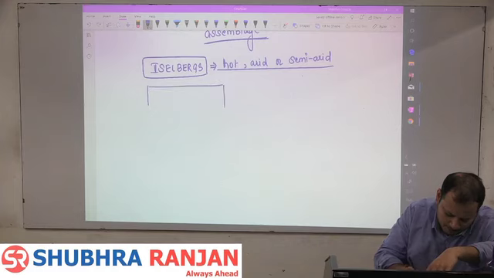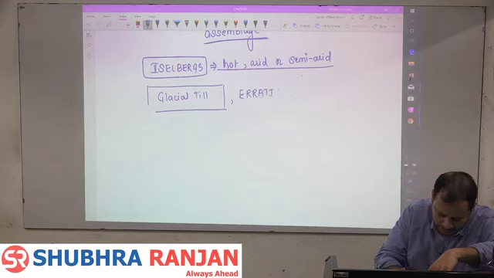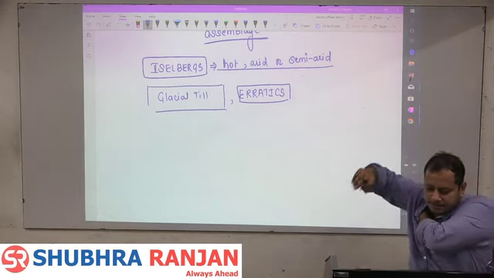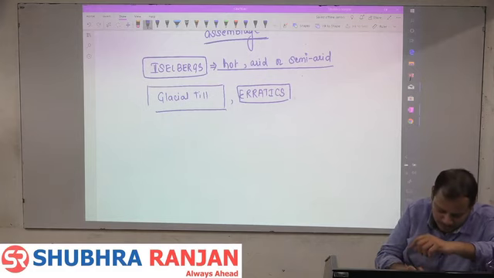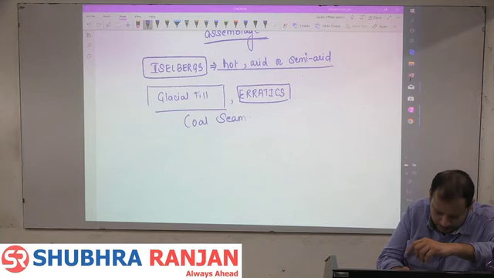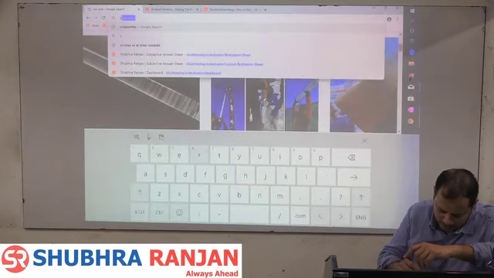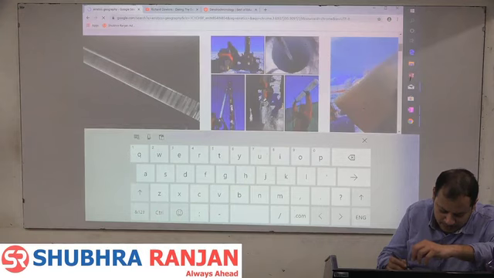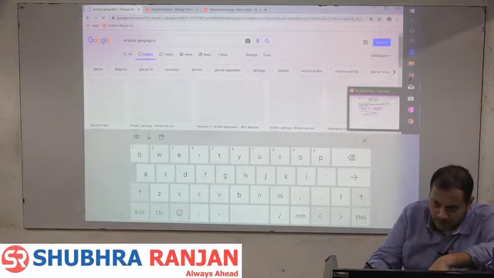Second, the presence of glacial till erratics in peninsular India, especially in the coal seams, coal blocks of Gondwana Plateau, comma Talcher, shows that Talcher, I'll write.